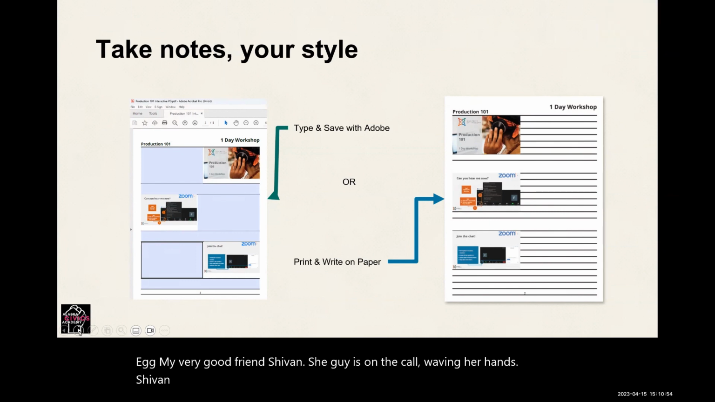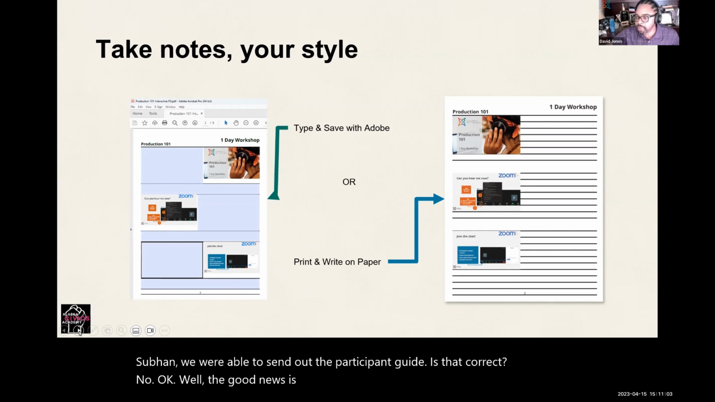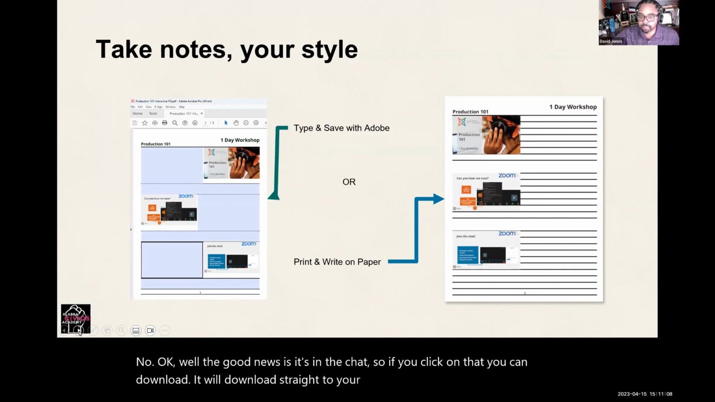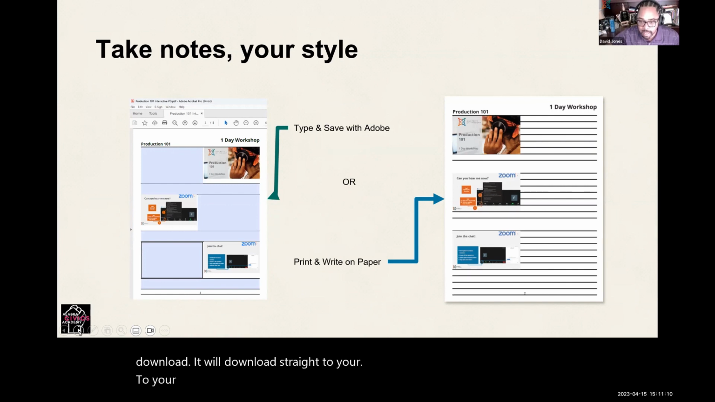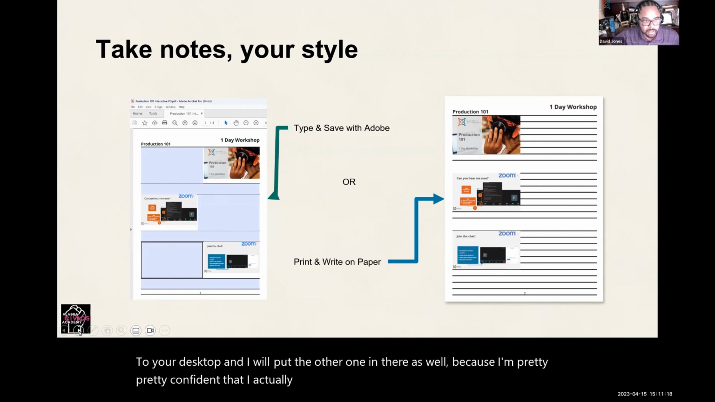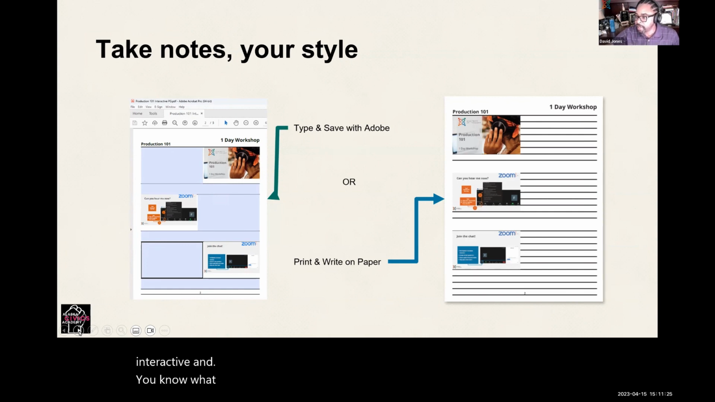Siobhan, we were able to send out the participant guide, is that correct? No. Oh, no, email. Okay. Well, the good news is it's in the chat. So if you click on that, you can download it. It will download straight to your desktop. And I will put the other one in there as well, because I'm pretty confident that I have the access and the ability to do so. Let's see here, interactive, and oh, you know what? I put them in there and I never hit send. That's so funny. They've just been sitting on my side.